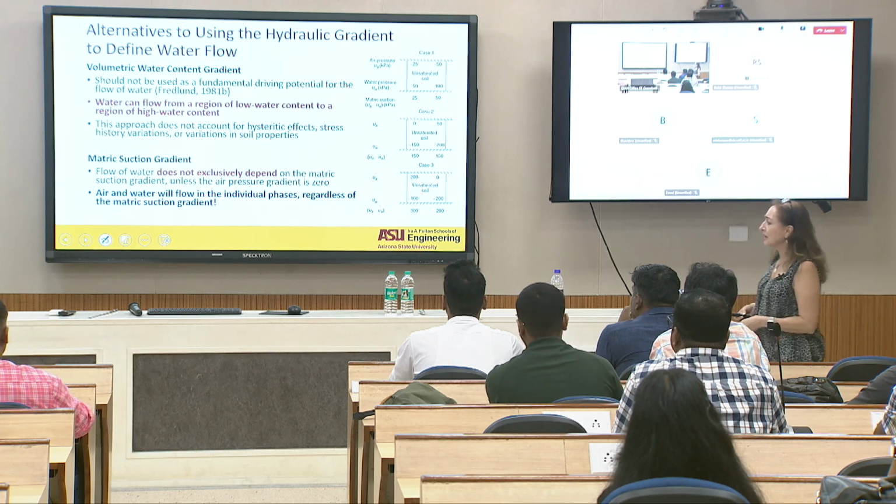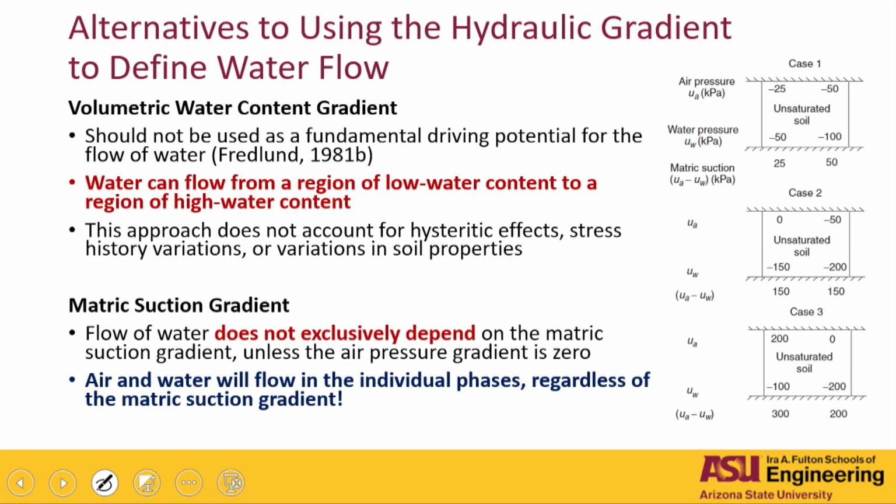Another variable that people have tried is the matrix suction, not the hydraulic gradient, but just the matrix suction gradient. Well, flow of water does not exclusively depend on the matrix suction unless the air pressure gradient is 0, all right? So this is something that is important for you to understand. Matrix suction, and let's see if I can just do this. So I can go here.